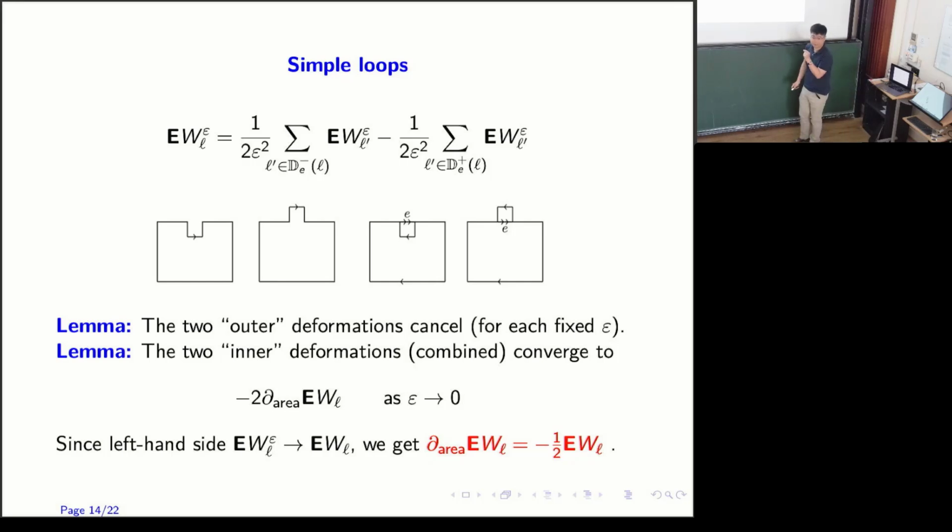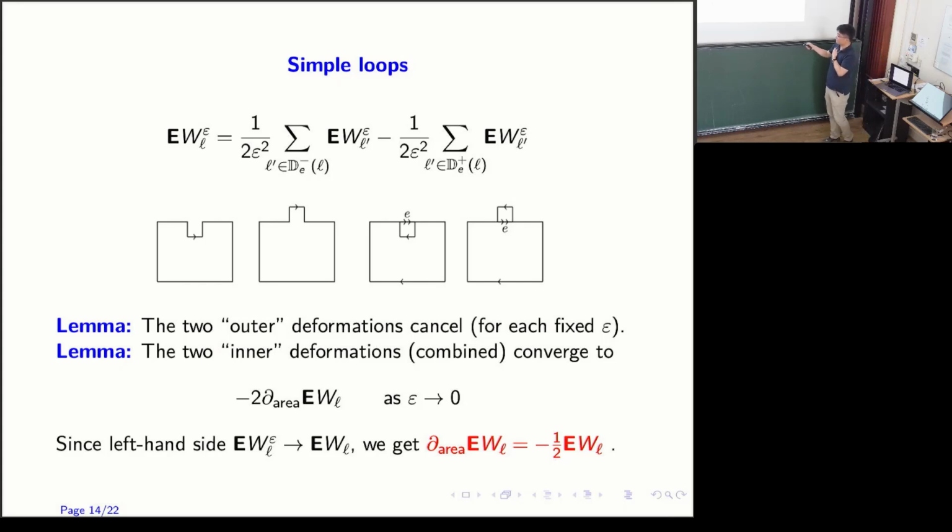This was special to 2D. I don't know if this is true for higher dimension. And so we only need to look at the 2 inner deformations. In the equation, they come with different signs, 1 plus, 1 minus. The lemma says that the 2 inner deformations combined together, making use of the negative sign, converge to the area derivative of the Wilson loop.